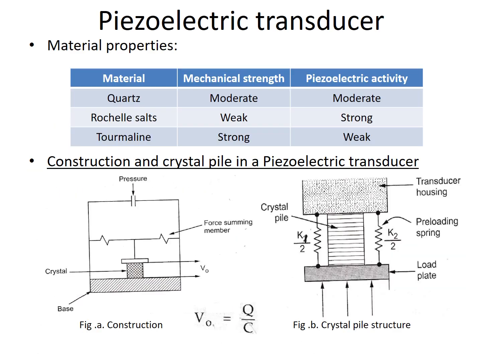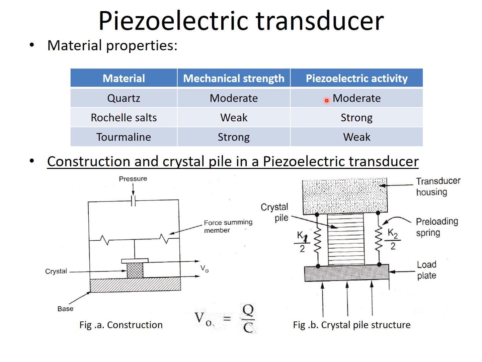Now, in the previous slides we have seen how the crystals have been made. These are the three major materials we can choose for creating piezoelectric transducers, but these three do not have the same properties. Quartz has moderate mechanical strength and moderate piezoelectric activity. Rochelle salt has very weak mechanical strength, but very strong piezoelectric activity. Tourmaline has very strong mechanical strength, but very weak piezoelectric activity.